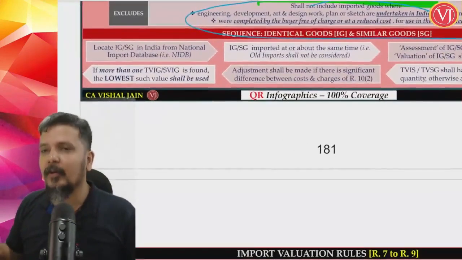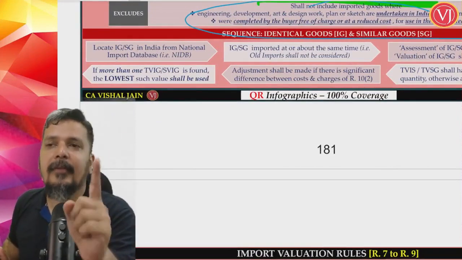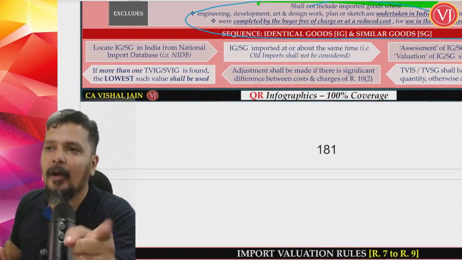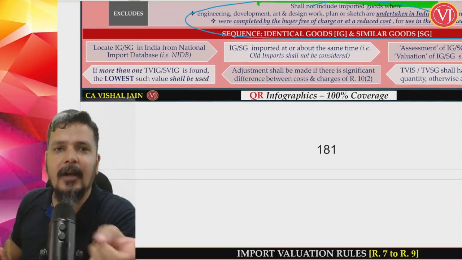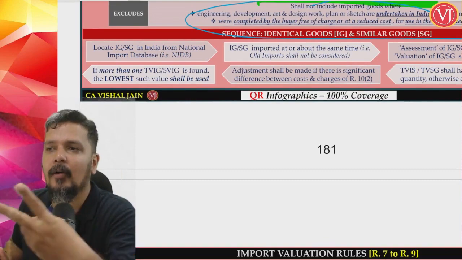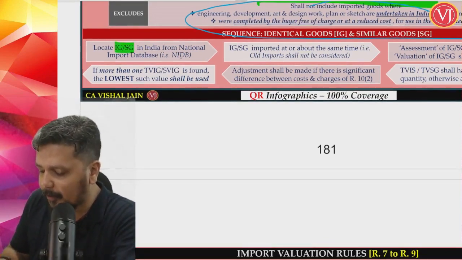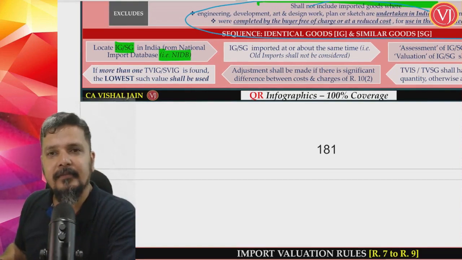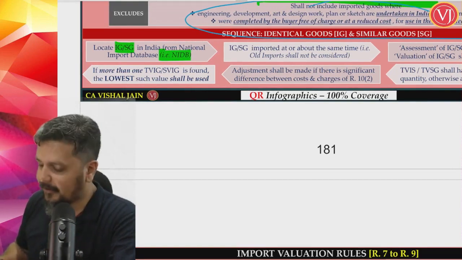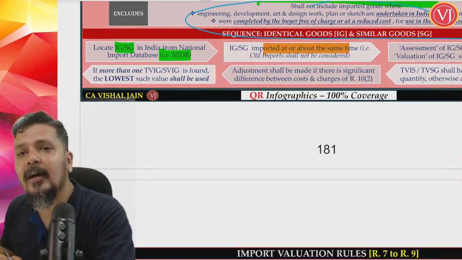What are the steps that you have to follow? First, go with rule 4. Try to find your answer based on identical goods. If not, go to rule 5. First, find out your identical goods, similar goods from National Import Database. Then see whether they were imported at or about the same time.